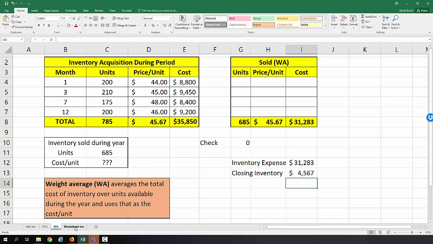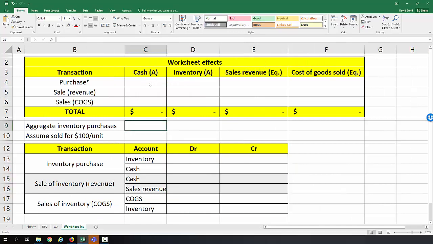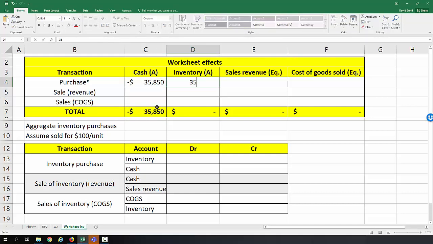For those that are interested in both the worksheet composition and the journal entries, for the purchase, I'm just making it simple here, doing it in one big aggregate purchase. We obviously had it in 4 different groups, but just for ease of use here, I'll combine it. So cash goes down by 35,850 and inventory goes up by 35,850. Both are assets, denoted by the A within the brackets, and we have everything balancing. We've got one asset going down, one asset going up.